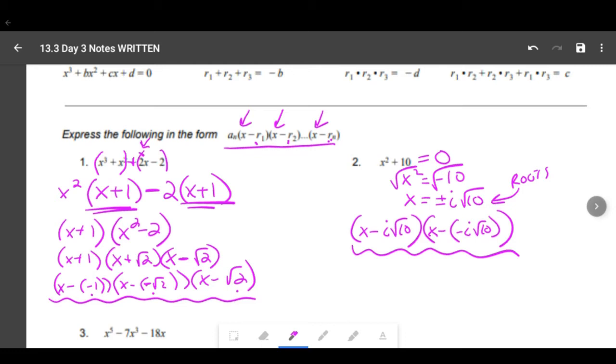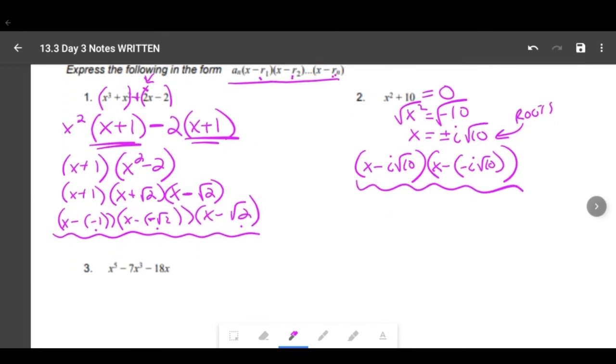And that is how you'd write x squared plus 10 into its factored form, where each parenthesis is the roots. Okay, so we haven't done much with i's, but here we're going to look at it a little bit today. So hopefully you remember dealing with that and solving an equation like that. Okay, so there you go. We got two so far done. Let's take a look at the third one.